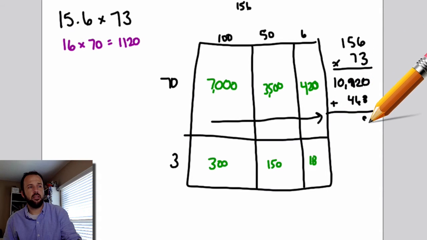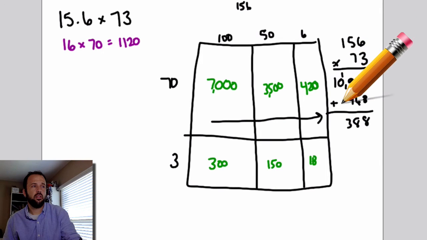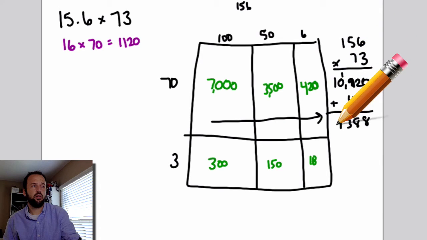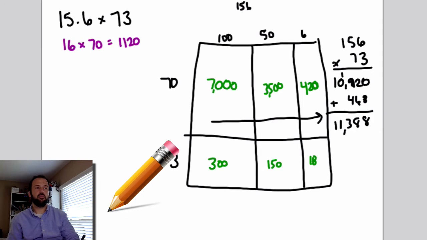So 0 and 8 is 8. 2 and 6 is 8. 9 and 4 is 9, 10, 11, 12, 13. Okay, the one up here, this would be a 1 and a 1. So, whew, my final answer here, my final product, now that I found the partial products and added them up, is going to be 11,388. Okay, a pretty big number there.